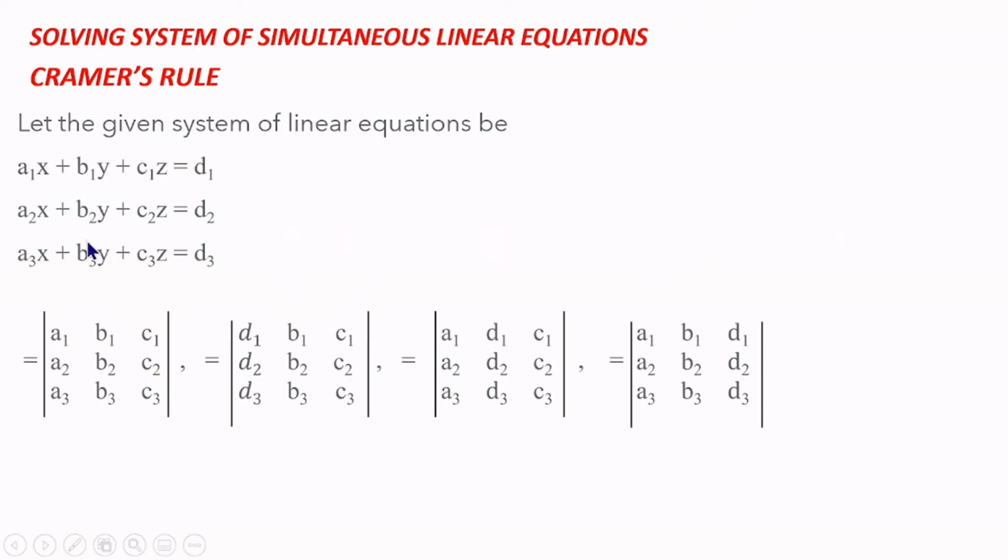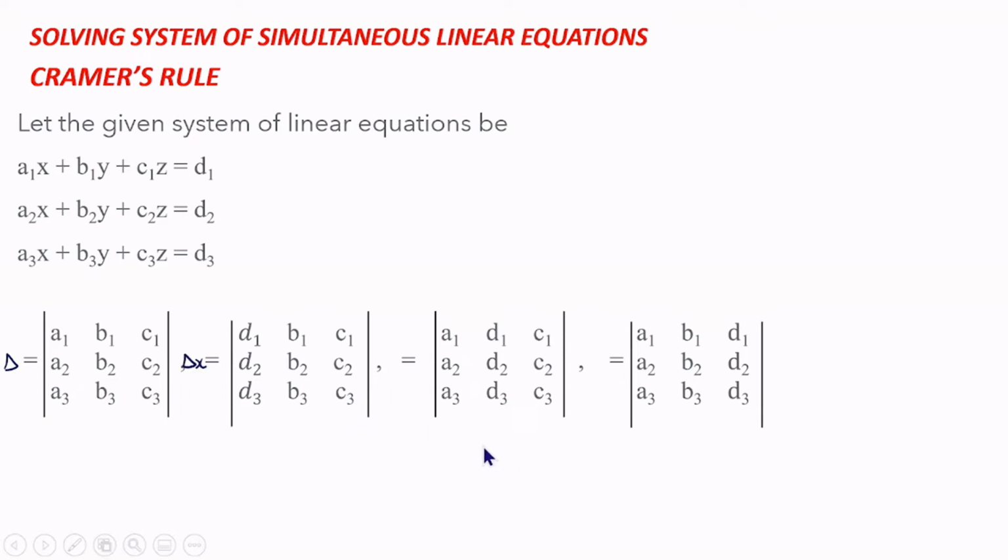Now moving on to a system of linear equations in three variables. If we have a1x plus b1y plus c1z equal to d1, a2x plus b2y plus c2z equal to d2, a3x plus b3y plus c3z equal to d3, here we take the determinant of the coefficient matrix as delta. Then we remove the coefficients of x terms in the first column and replace them with the constant terms d1, d2, d3. The remaining columns are as they are. This is delta x.